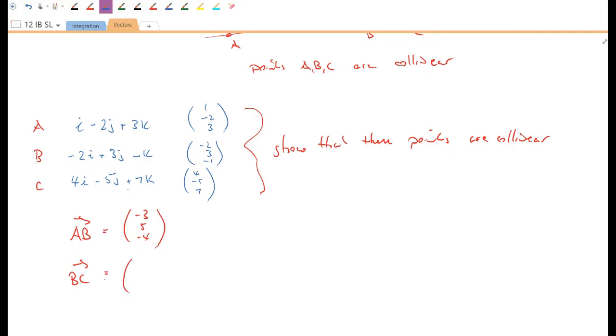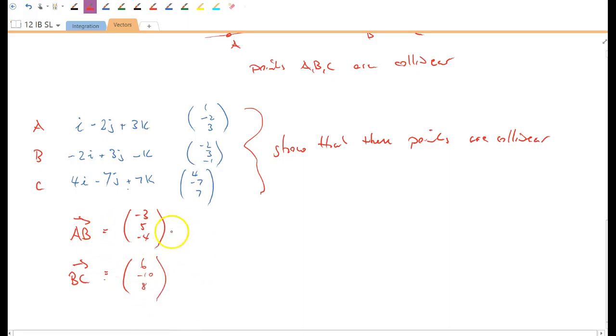Okay, I wondered why this wasn't working. I've copied this out incorrectly. That should be a minus 7 there. I haven't given myself enough room. So 4, minus 7, and 7 there. So my BC is actually minus 2 to 4 is a 6, 3 to minus 7 is a minus 10, and minus 1 to 7 is an 8.